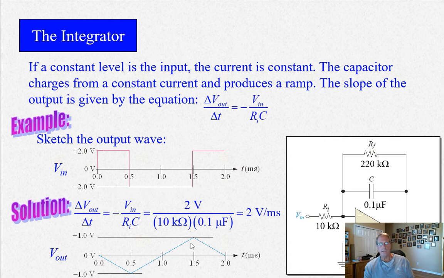What's going on here is that going from 0.5 milliseconds to 1.5 milliseconds, we climb 2 volts, minus 1 volt to plus 1 volt. All right, in 1 millisecond, from 0.5 to 1.5 milliseconds. So that's what that shows.